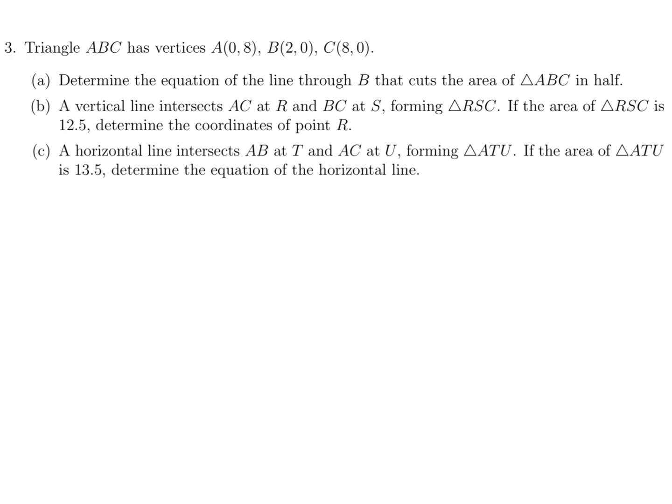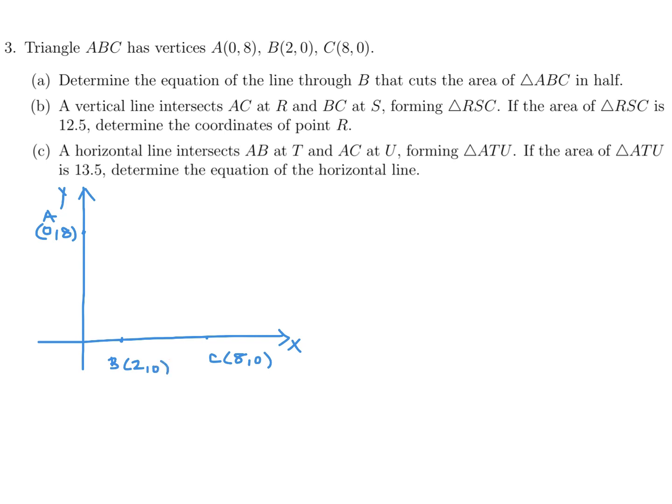Triangle ABC has vertices A (0, 8), B (2, 0), and C (8, 0). Determine the equation of the line through B that cuts the area of ABC in half. Okay, so let's draw a little diagram here. It doesn't have to be a work of art, just to get an idea of what is happening. So the coordinates, this one can be our (0, 8) right up here. We call that A. And then down here, similarly, we'll have a C, which is (8, 0). And then we've got a B, which is (2, 0).